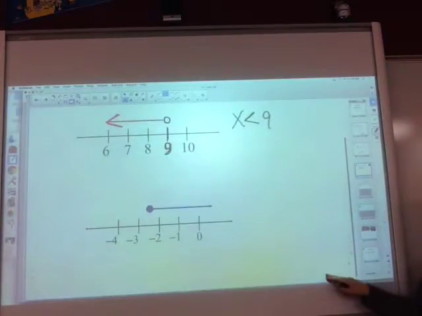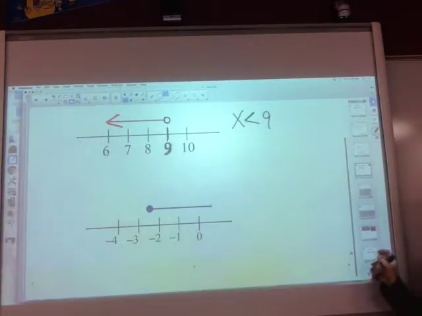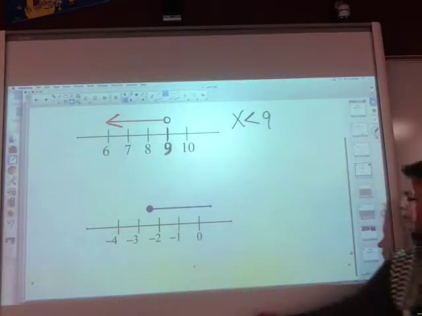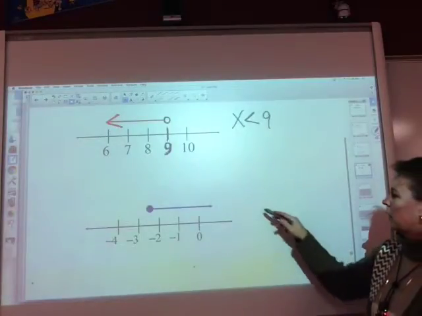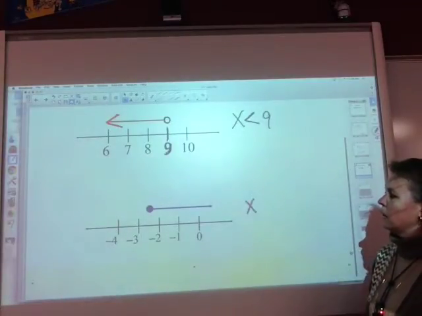Let's try another one. You write this one. Go ahead, pause it, think about it, write your answer, and then check it with mine. Okay, hopefully you paused it, took care of it. Now we check. Did you get the same thing?